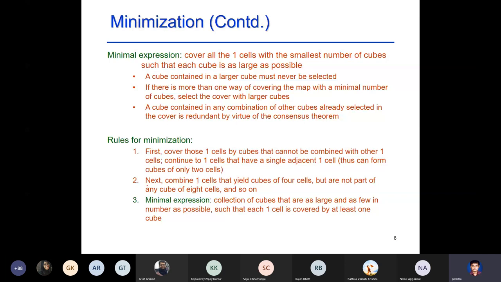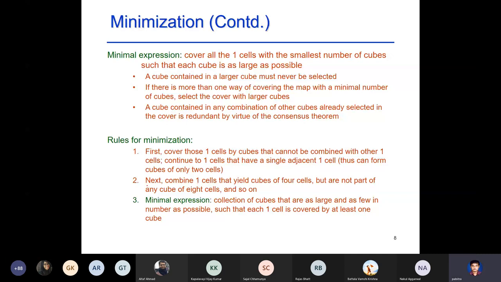The rule is that you should try to cover all the cubes. You should try to minimize the total number of cubes, and if you have multiple minimal covers in terms of the number of cubes, you should take the one where the cubes are larger. So cubes should be as large as possible and as few as possible, of course with the condition that every one cell is covered by at least one cube.